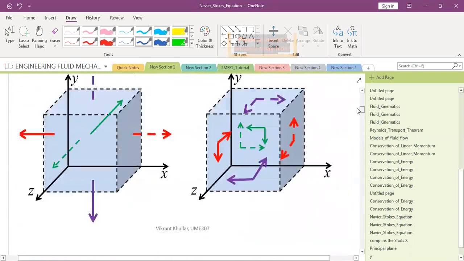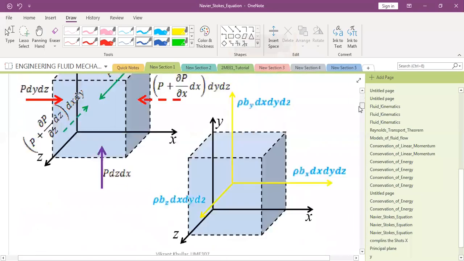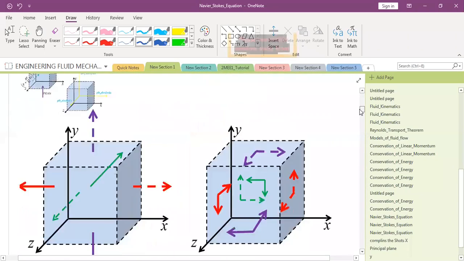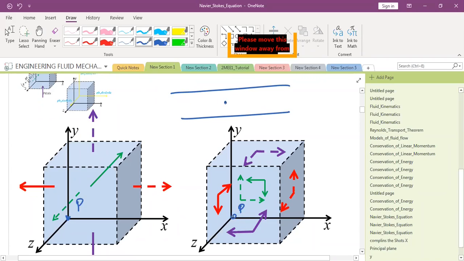Now I am coming to the derivation of the Navier equation. Say this is point P, and some fluid is flowing. I have assumed an infinitesimally small control volume about this point P, and I have blown this up to show the forces or the stresses acting on this fluid element. Is that clear?